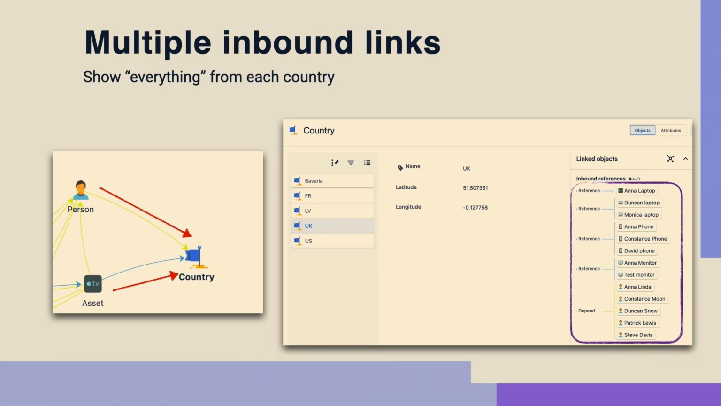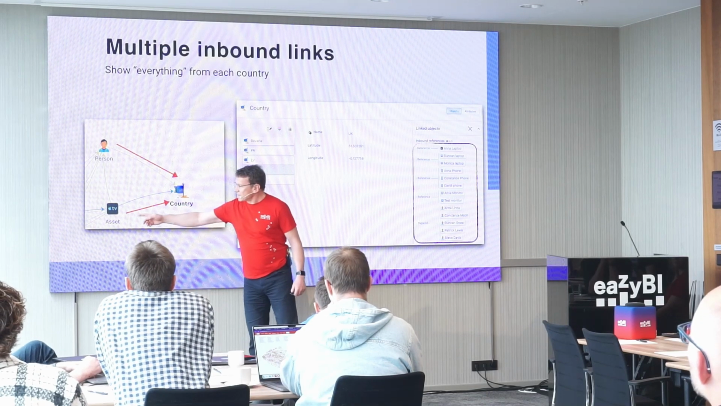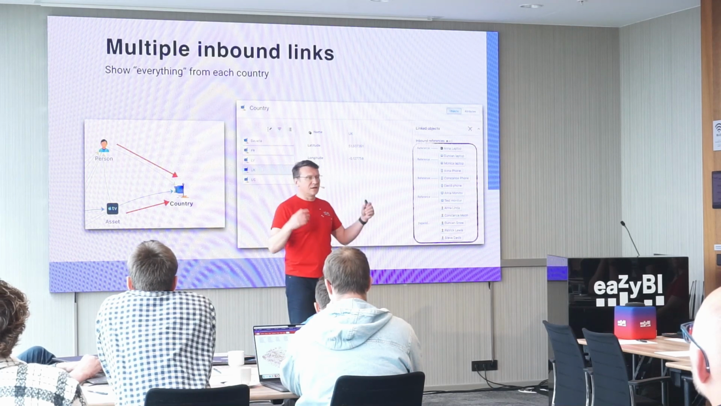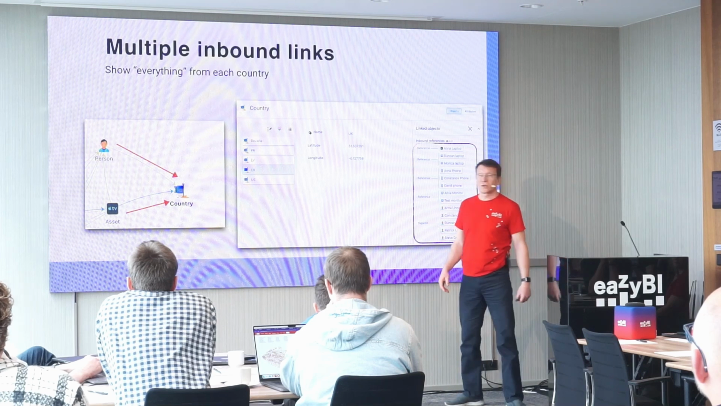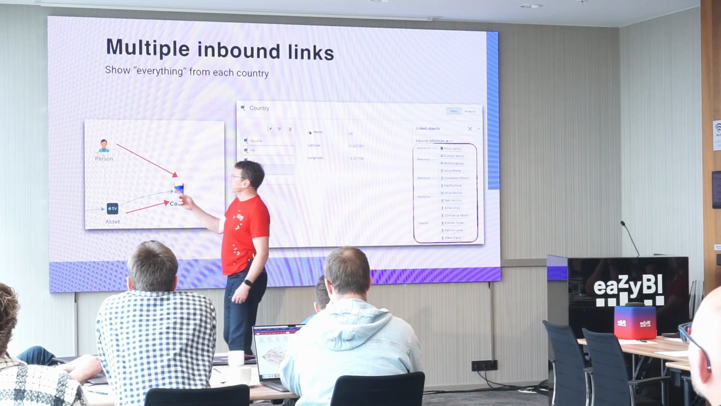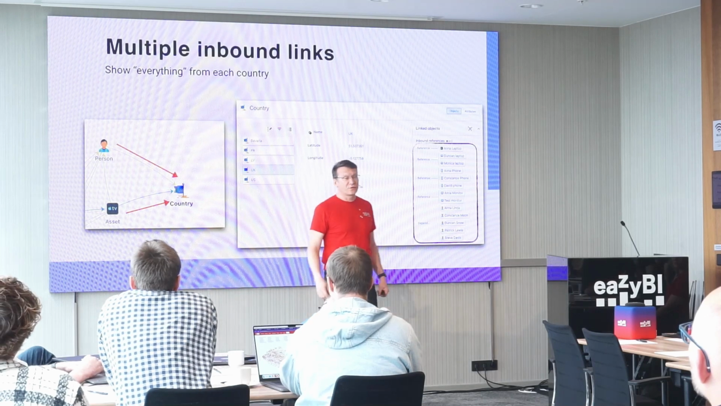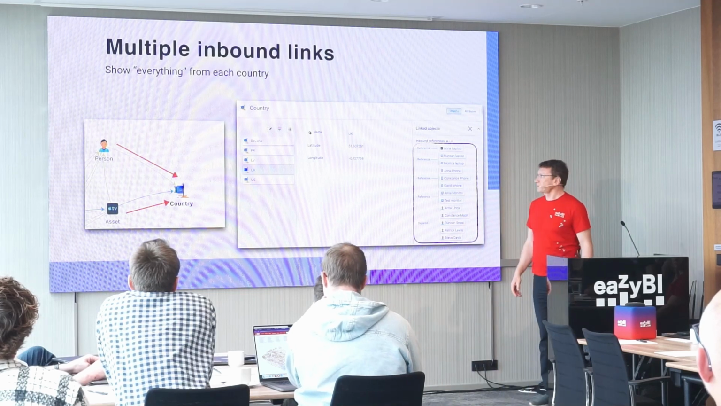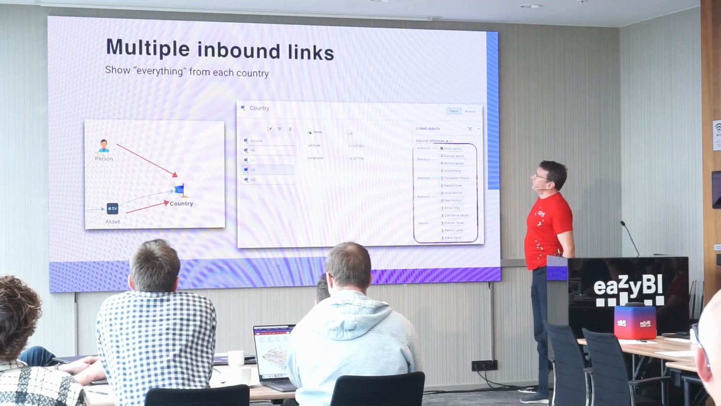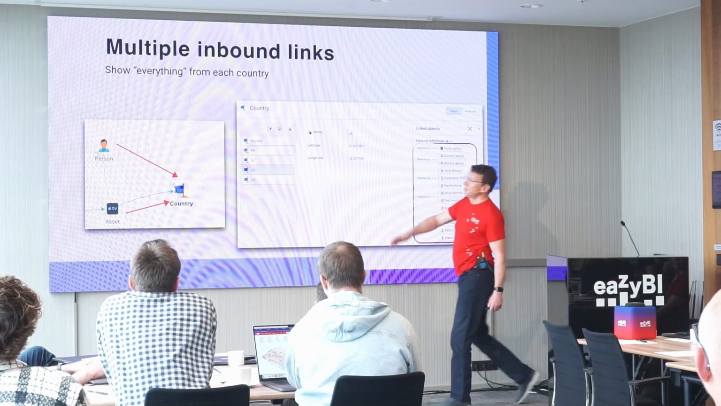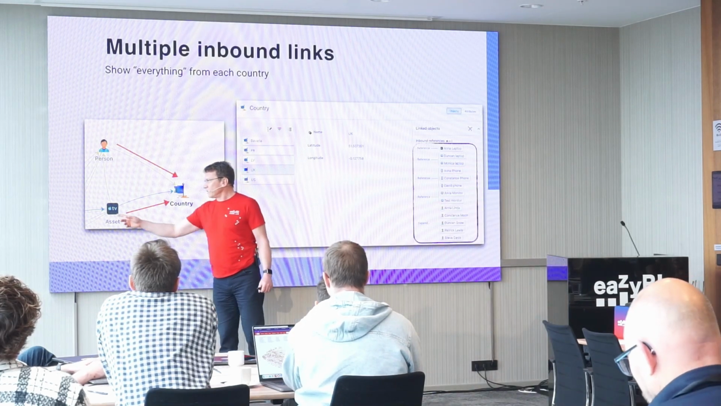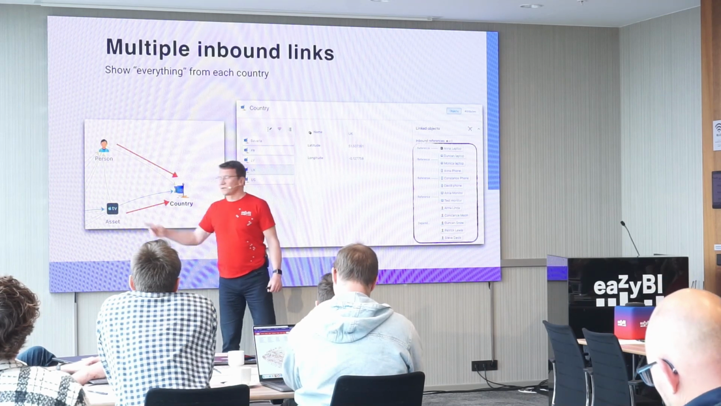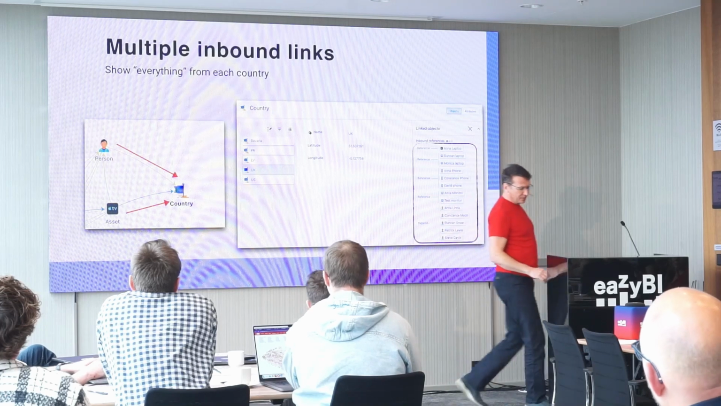So let's go to the next use case, with a slightly different object schema. We have asset, and asset has a related country, for instance, the country where the asset was purchased, and person, maybe a person who is based in some specific country. And the question is to show everything from that country. You can see that those are two inbound links, also knowing that some links can be empty.